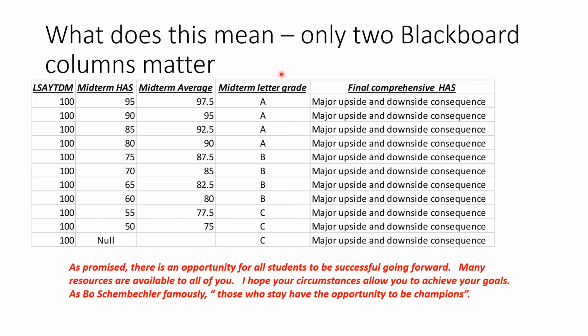Okay, so what does this mean? If you look at Blackboard, only 2 Blackboard columns matter. One of them says low stakes assessment, year to date, midterm, and I was very generous with all of the students here. This is the daily score that we talked about. And so I'm basically giving you guys and gals and everybody in the course a cushion with this. But I can do it, and I'm glad to do it. These are not easy times.